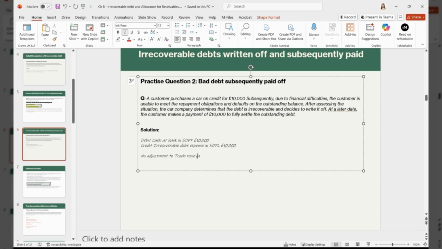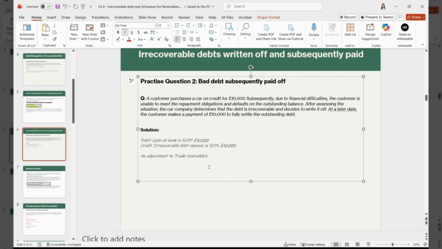In the statement of profit or loss, administrative expenses decrease by £10,000 because we're reversing part of the irrecoverable debt expense. In the statement of financial position, cash increases by £10,000 to reflect the money received, whereas trade receivables remain unchanged because they were reduced at the time of the original write-off. When a previously written-off debt is later paid, whether fully or partially, we reverse the irrecoverable debt expense. We do not reinstate the receivable.